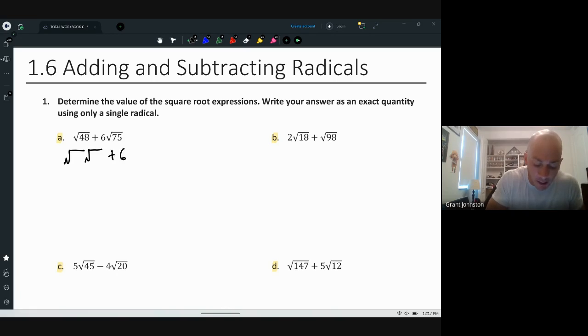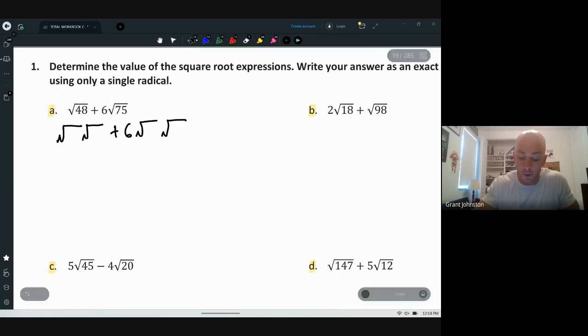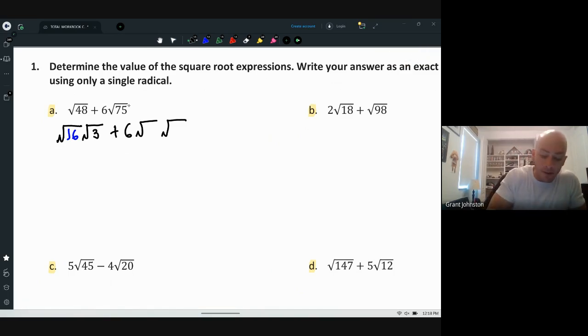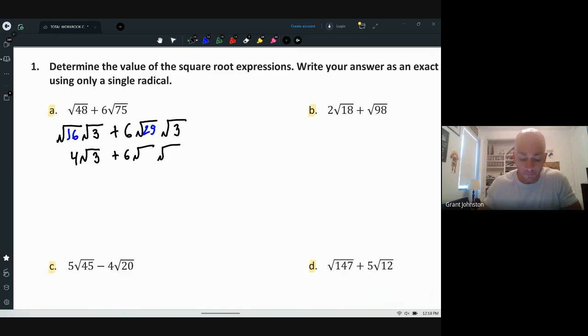I'm breaking that up, and I'm also going to simplify the square root of 75. For the square root of 48, remember I looked for the biggest perfect square that is a factor of 48, and that would be 16. 16 times 3 is 48, so that simplifies down to 4 root 3. Now 75, the biggest perfect square that goes into 75 is 25.